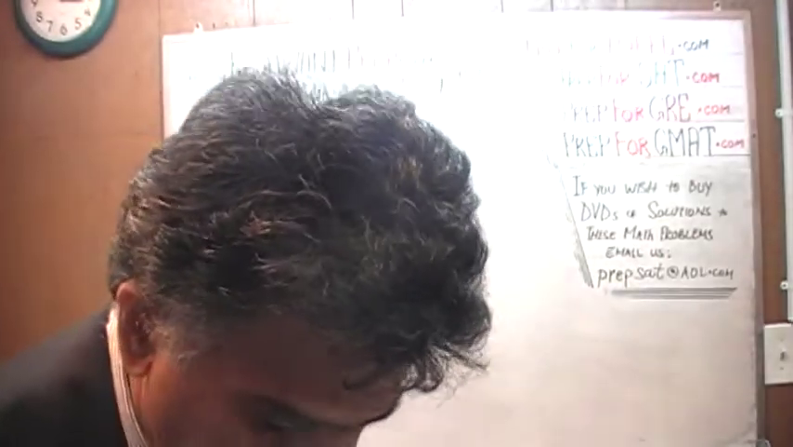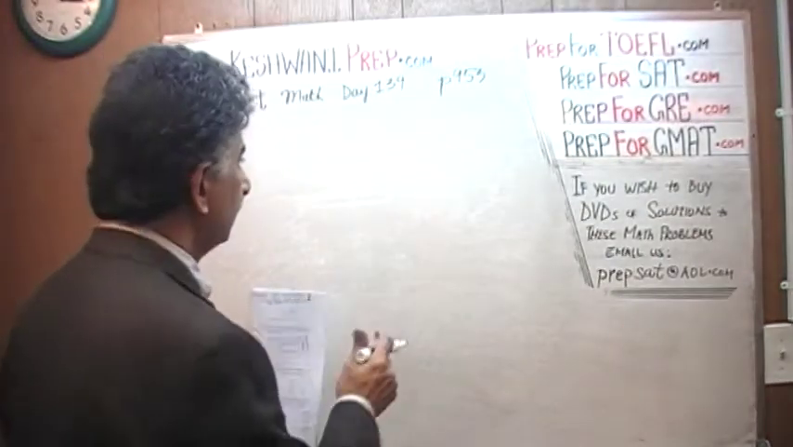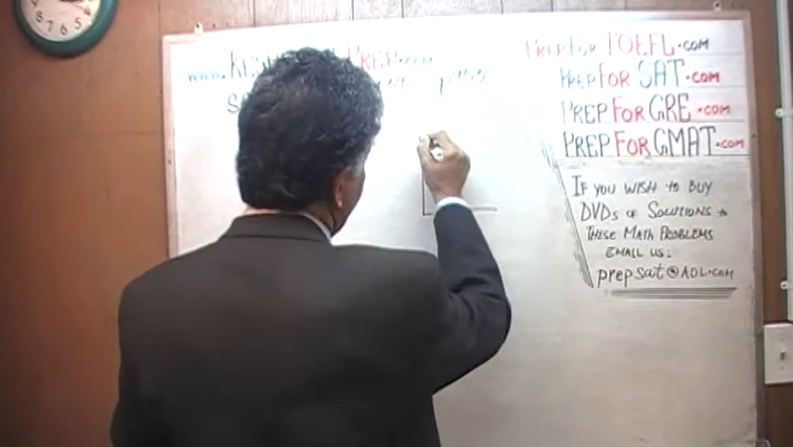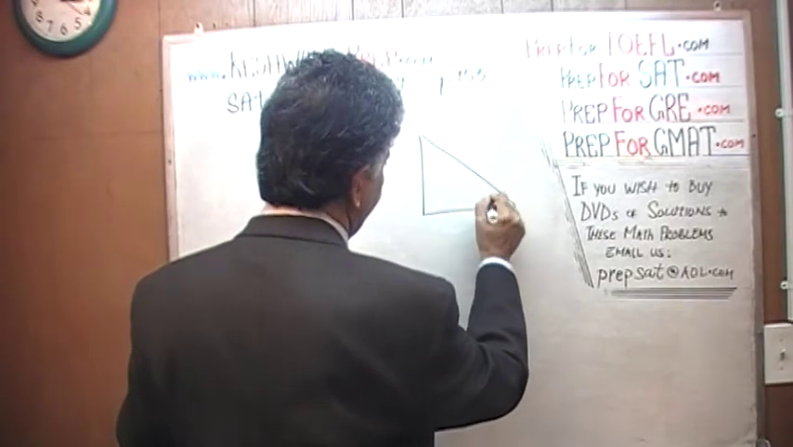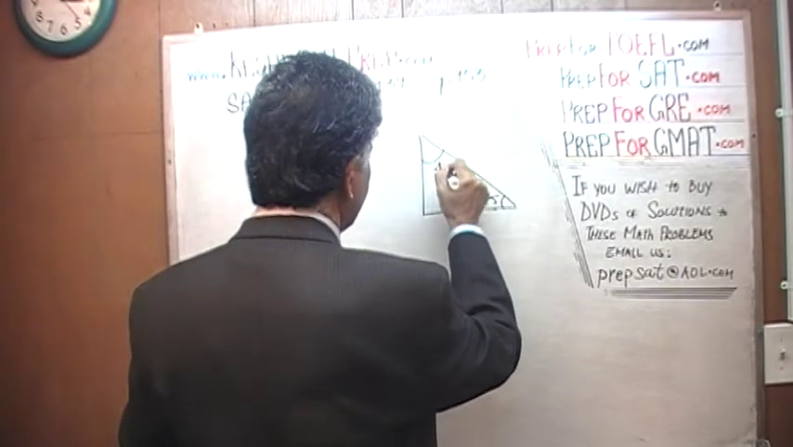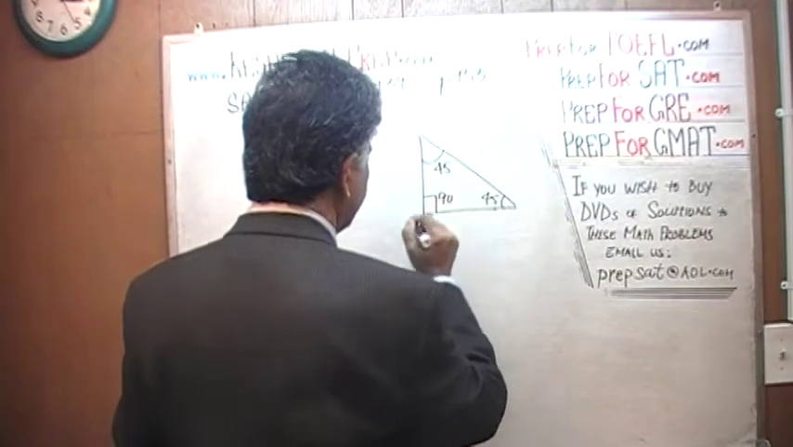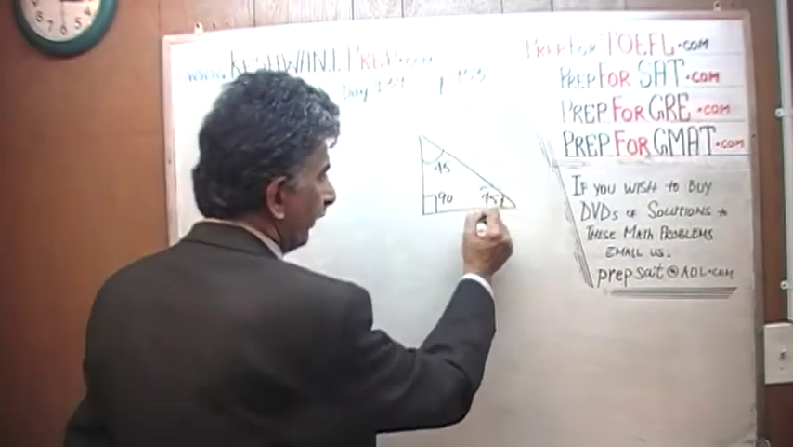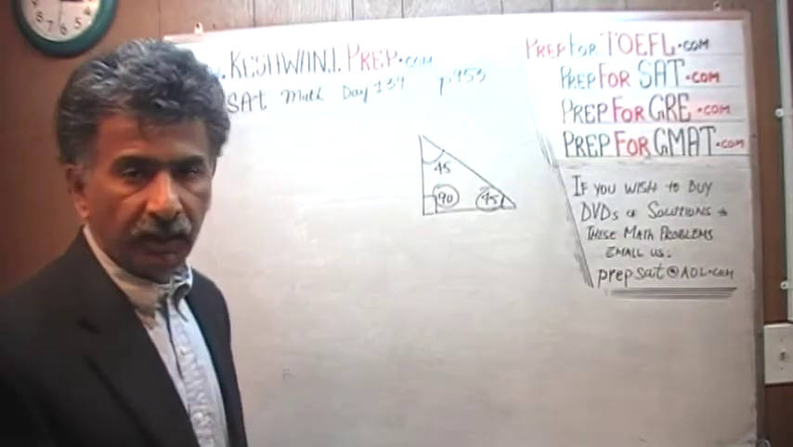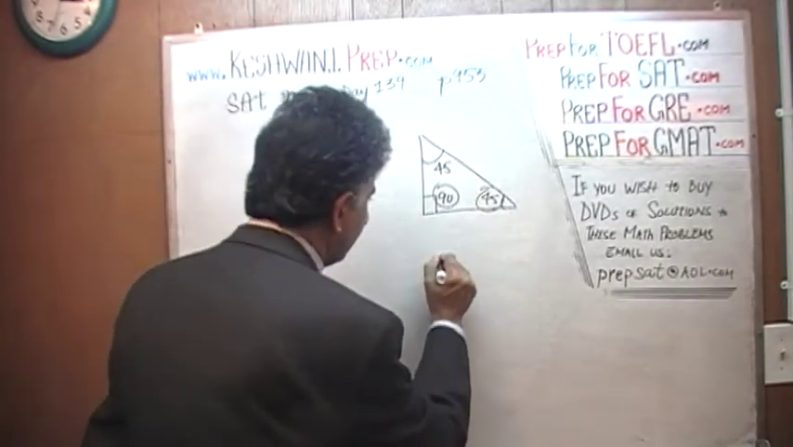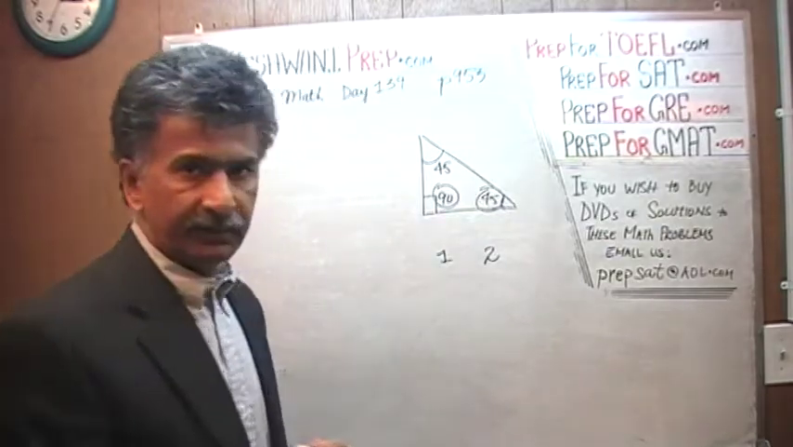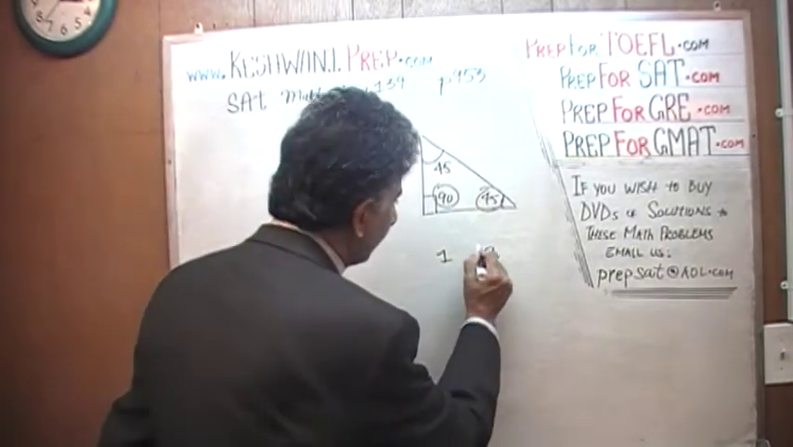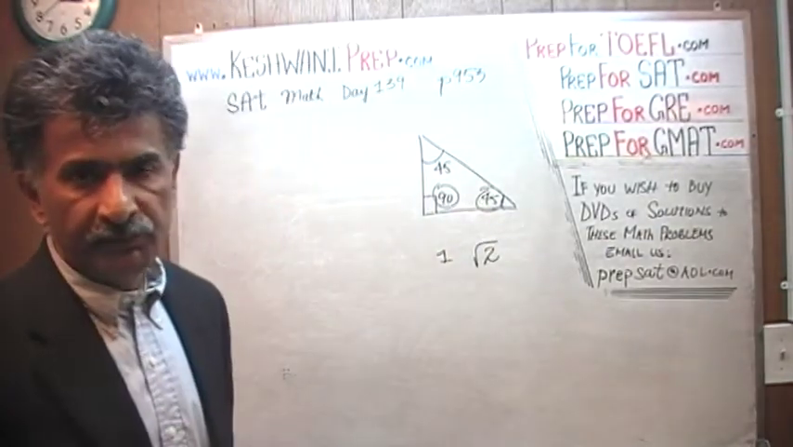By the way, in a 45, 45, 90 triangle, this is 45, this is 45, and this is 90. Here we only have 2 types of angles, 45 and 90. Since there are only 2 types, we write down 1 and 2. Same exact technique. Then we put a square root sign on 2, and then we arrange these numbers in order.